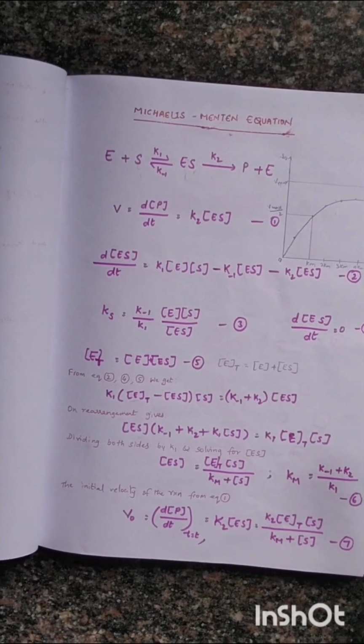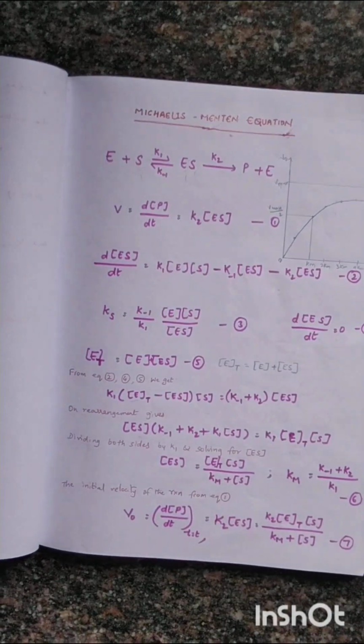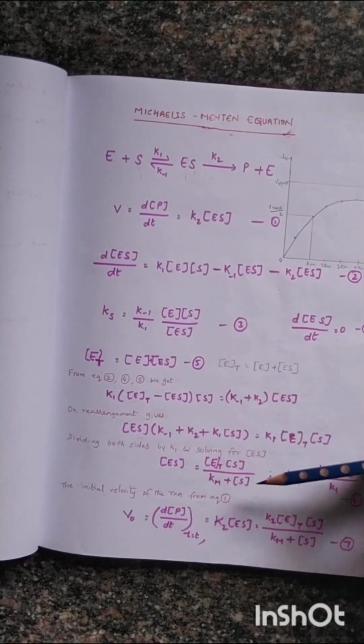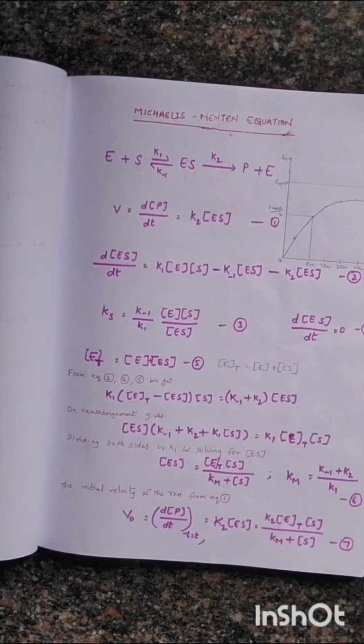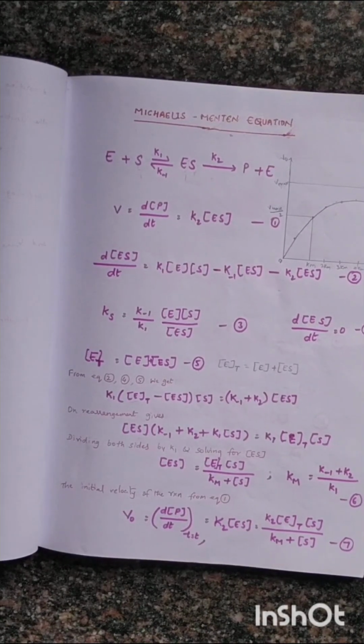In this lecture, we will learn the Michaelis-Menten equation. Before going into the derivation of this equation, let us first get familiarized with a few of the terminologies. Km. Km is the substrate concentration at which an enzyme catalyzed reaction reaches half of its maximum velocity. That is, the lower the Km, the higher is the affinity of the substrate towards the enzyme.